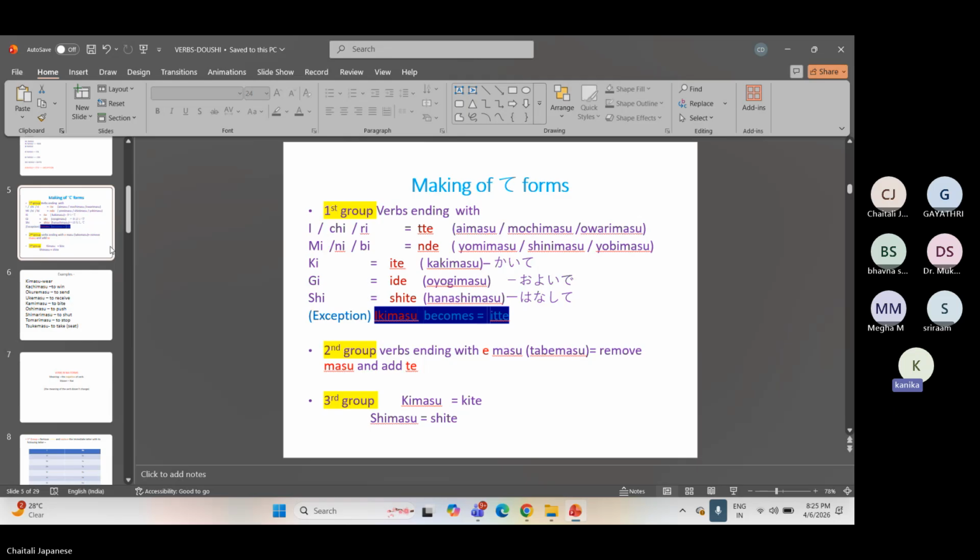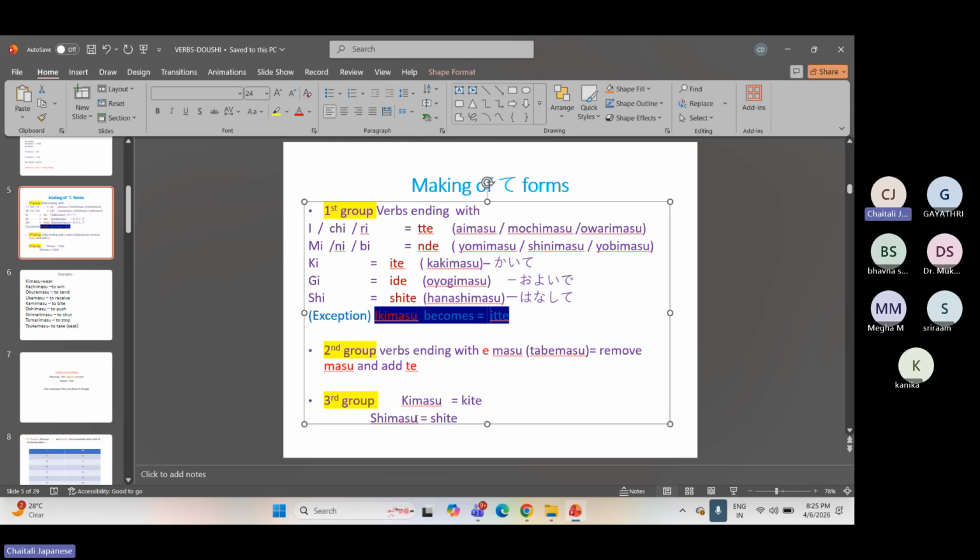Sensei, the shimasu is a third category altogether. It's not like the top category, which also has i, chi, ri and e. This shite is different and this shimasu is different. This is your standalone word. This is your entire word only. Shimasu, kimasu will become kite, shite, and tabemasu will become tabete. Correct.